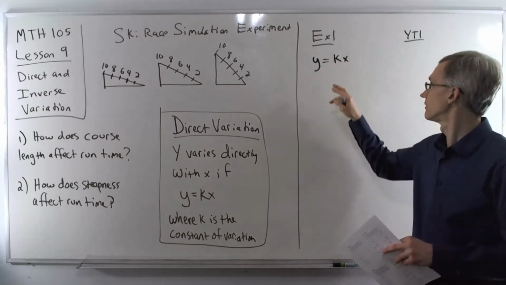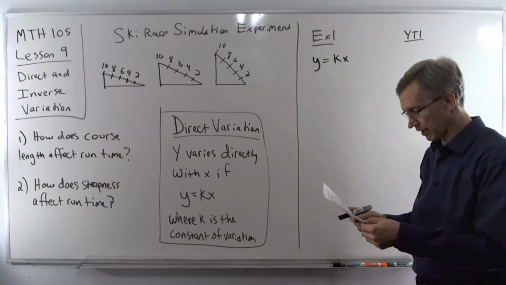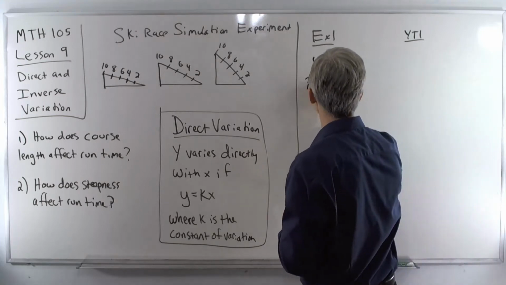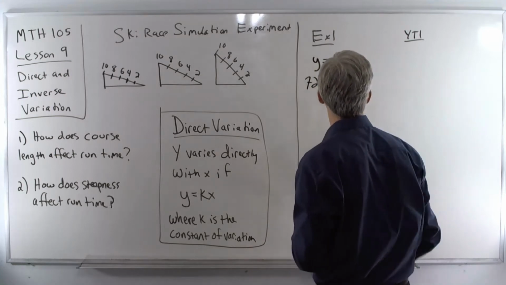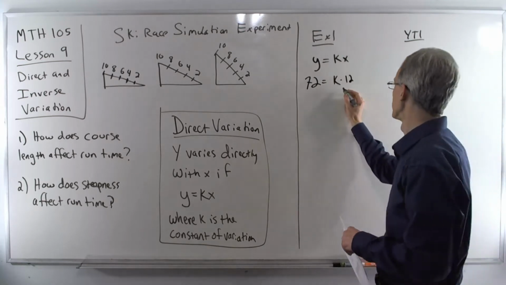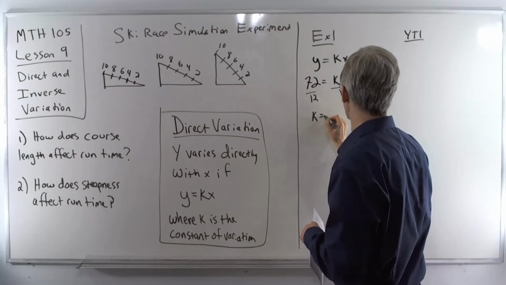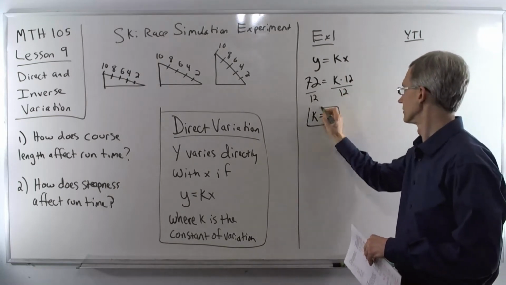It's a really special value in this equation. It's going to be very important. We're given that y is 72 and x is 12. So I'm going to plug in 72 for y and leave k and 12 for x. Now we'll solve for k. I'm going to divide by 12 on both sides, and k is 6. So now we've just found the constant of variation.